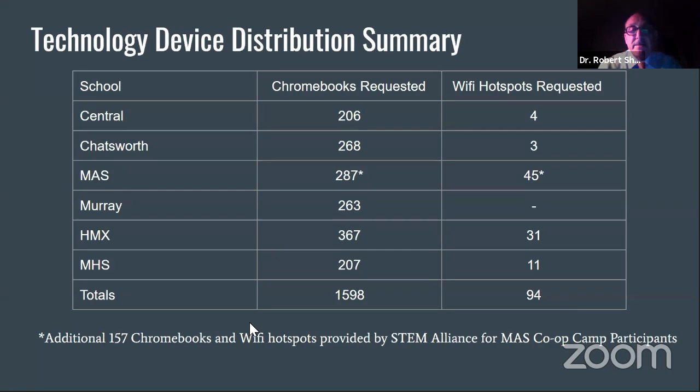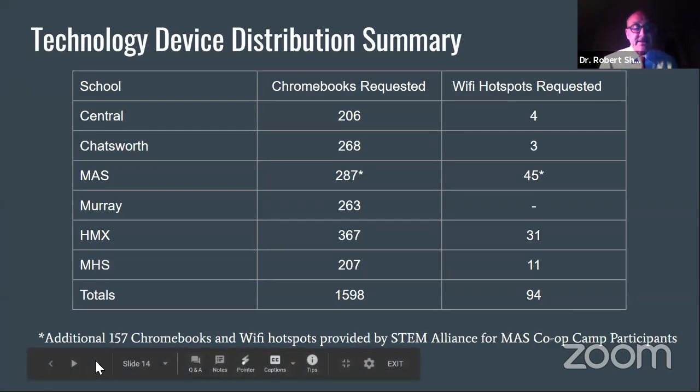So we wanted to make mention of that, especially when a number of the students were from MAS, just identifying the total number of students who will have access to Chromebooks and Wi-Fi hotspots. Additionally, we're providing devices for our staff members as part of certainly what I would say is the Department of Education's mandate that there's a level of continuity, consistency for tech going forward.